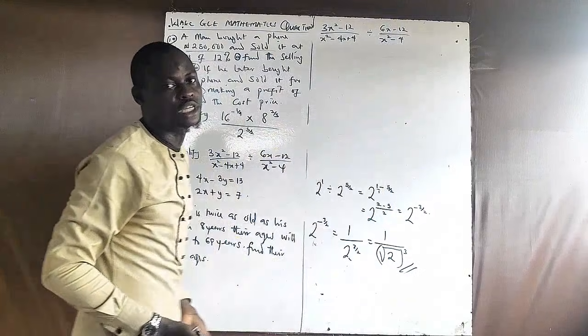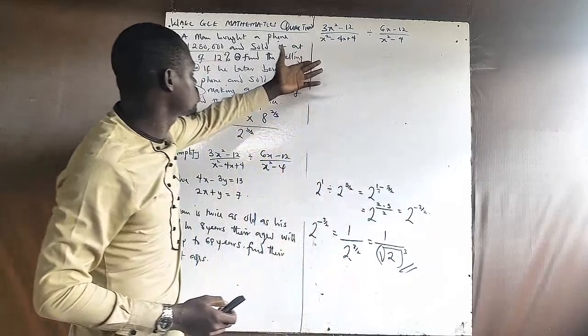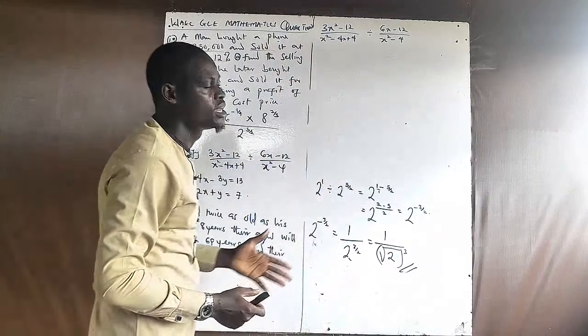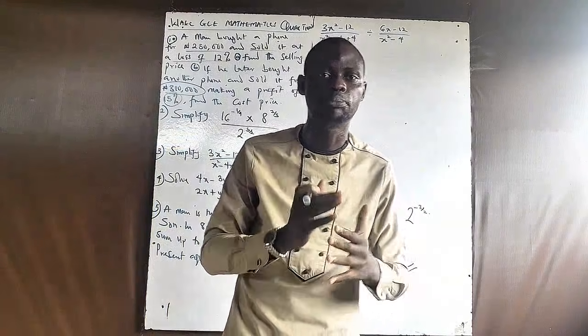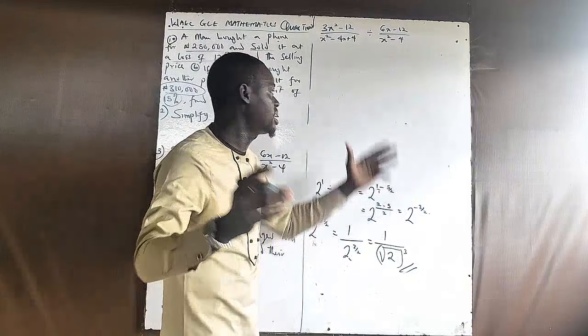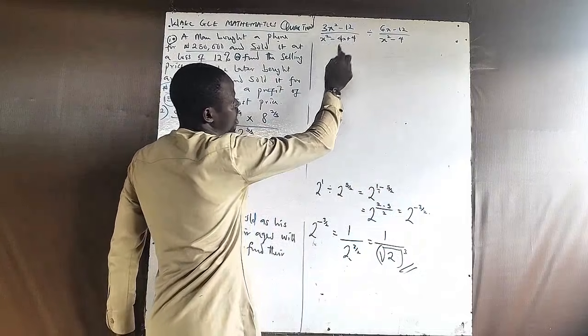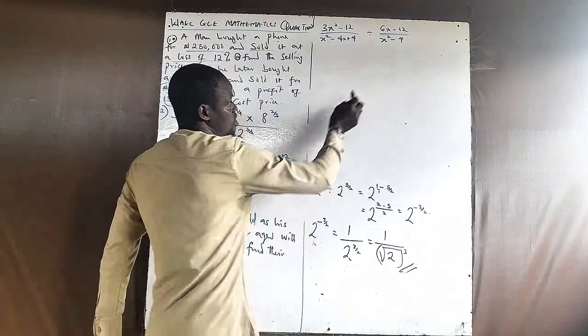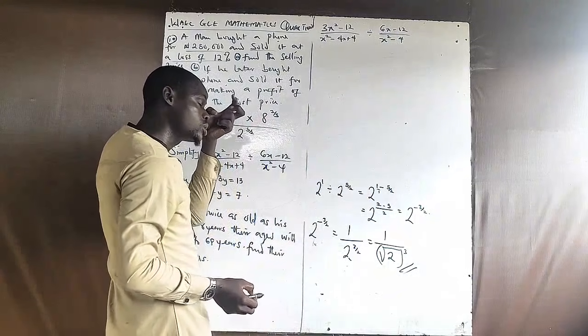Now, how do we go about solving this? In solving this, you have to simplify it. How do you simplify it? That means break it down to the lowest term. That's what I mean by simplification. Now, let's try to break it down. I have a quadratic expression here, a linear expression here, and this is also a quadratic.